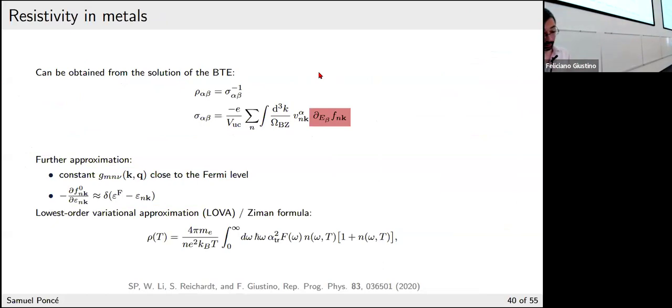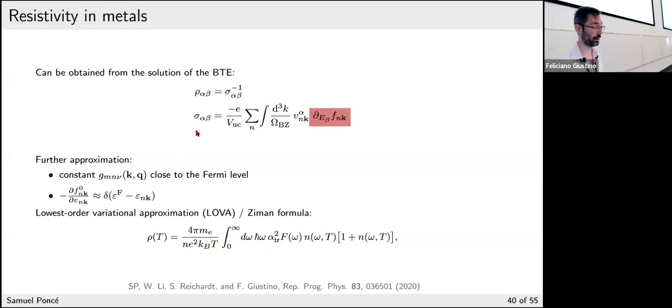So now let me briefly extend what I've shown to the case of metals. Of course, in metals, it's a bit different. You cannot compute the mobility anymore because it is independent of the carrier density at the denominator. Instead, you can compute the conductivity or the resistivity, and this is usually what is given by experimentalists.